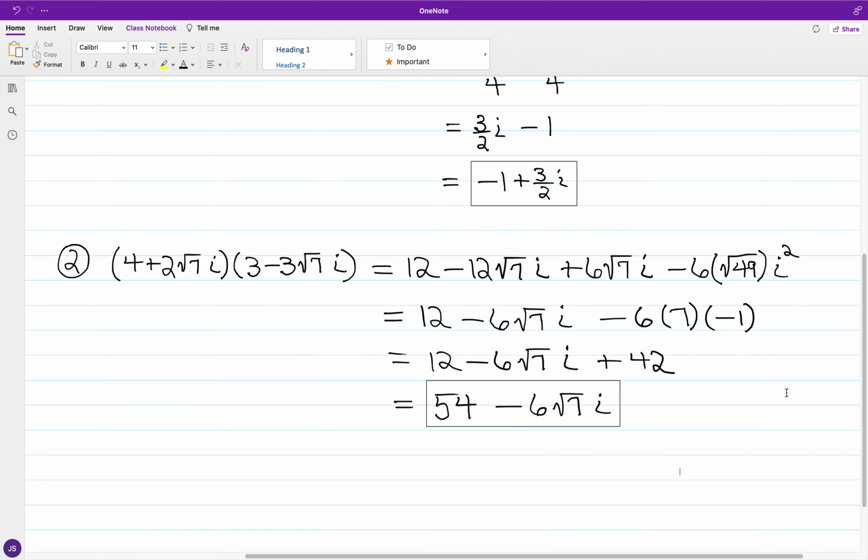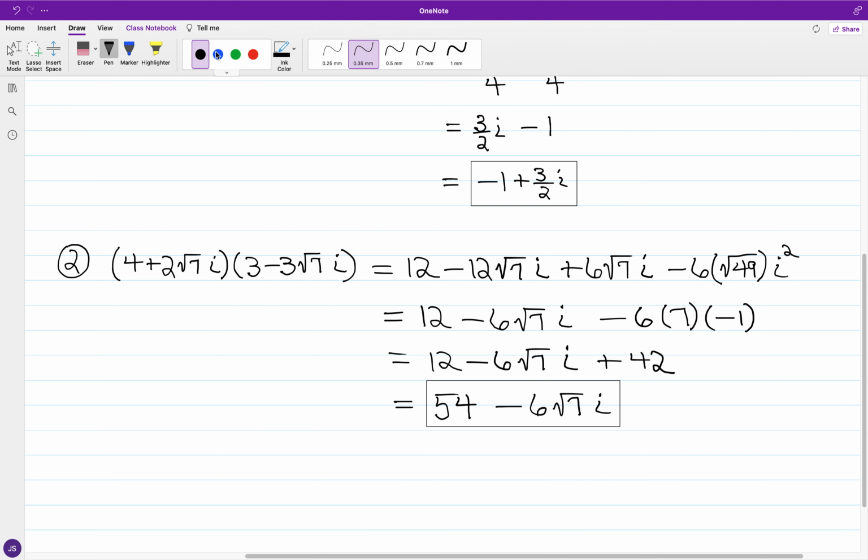Alright, now for the third item, this is another run-in like number 1. In number 3, we have a fraction in the form of 2 over 3 minus 5i, and I want to put this in a + bi form. So with the denominator, you have 3 minus 5i.